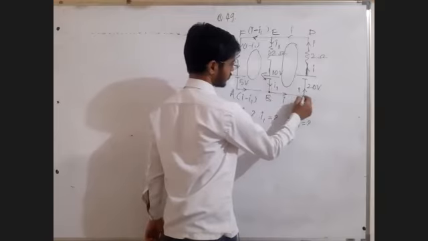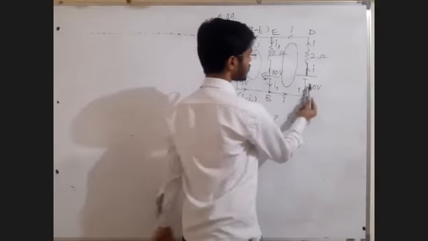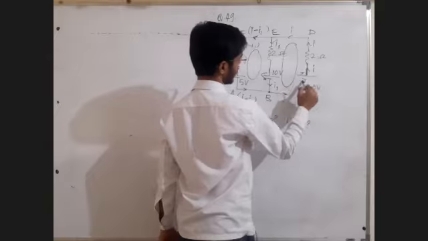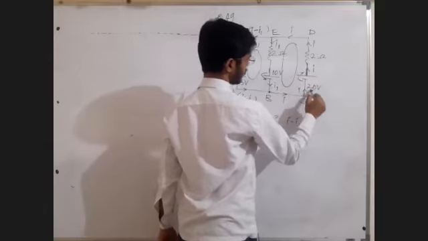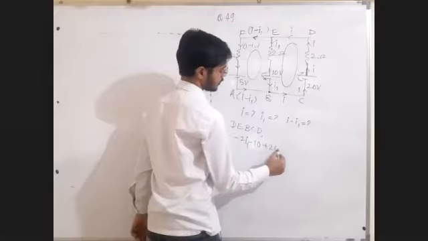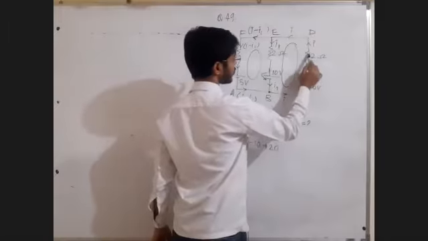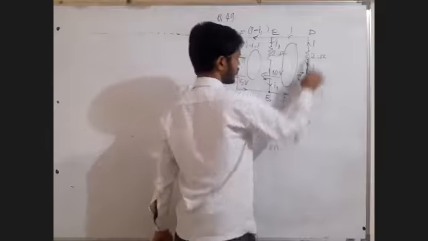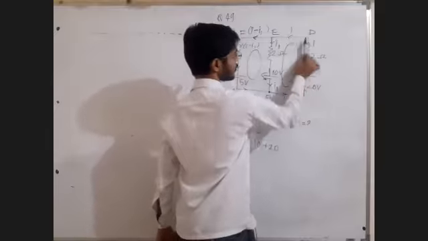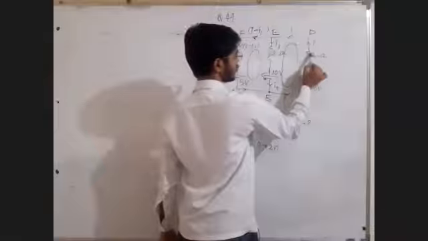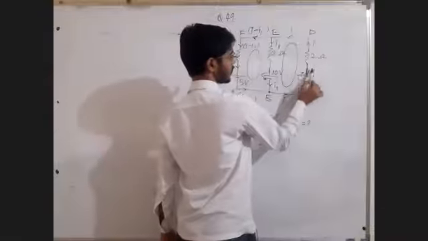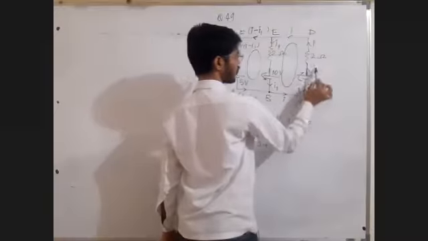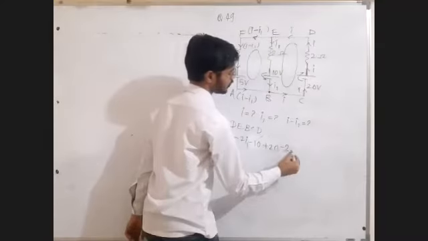B to C, there is nothing. Then I am moving from C to D, which means negative to positive, so EMF is positive, so plus 20. Now I encounter the resistor. I am moving from C to D, and the current is also from C to D. If the motion is in the direction of current, voltage is negative, so 2 into I is negative.